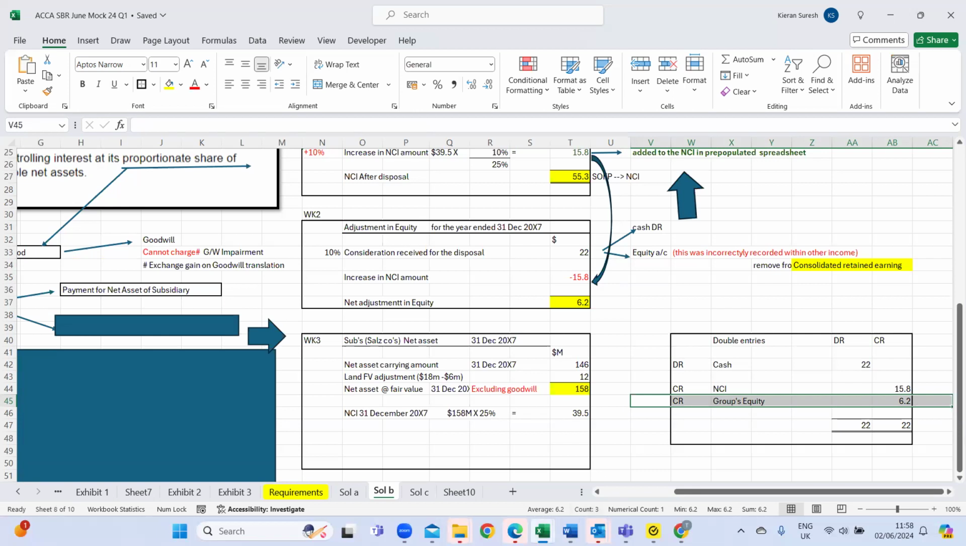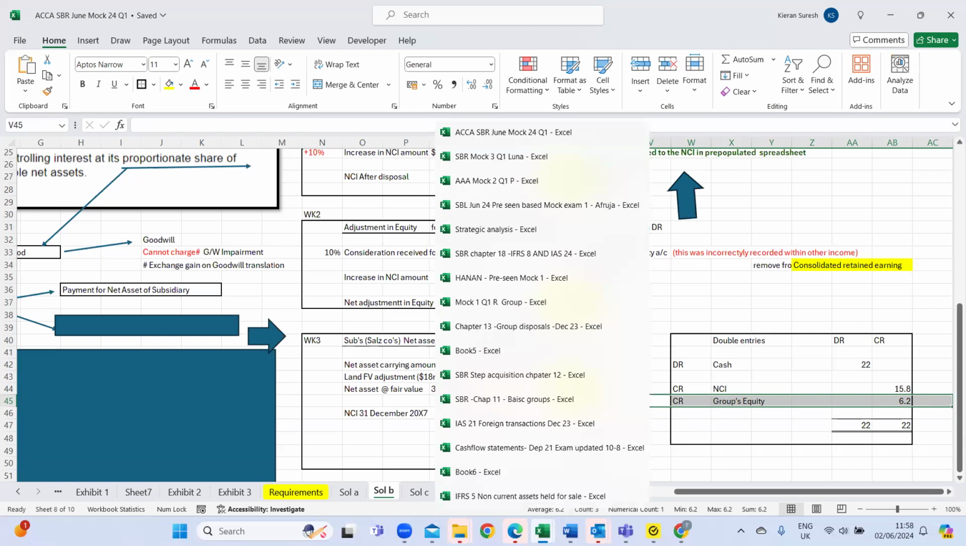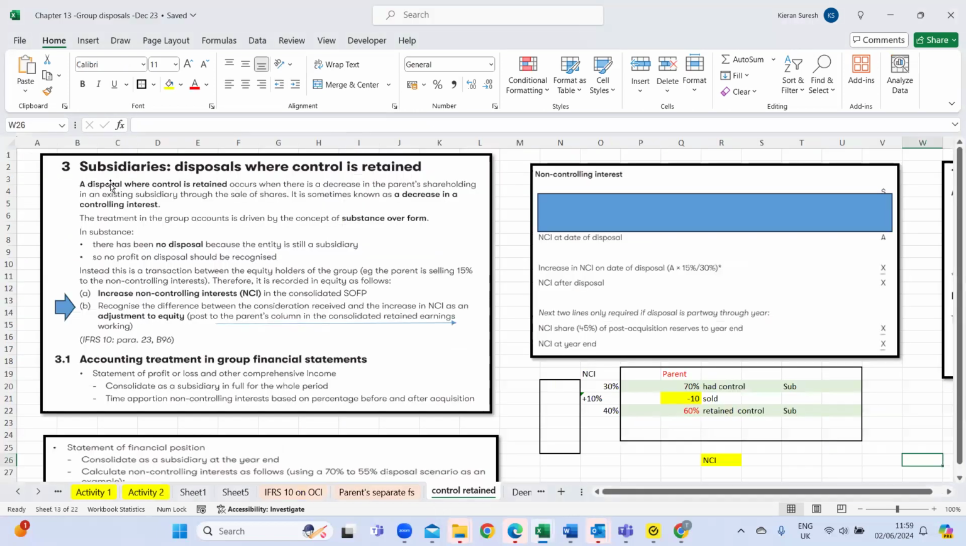Now let me take you back and I'll show you why I'm doing it this way. If I take you back to chapter 13, which is disposal, this is the area. See here, we have a subsidiary disposal where the control is retained. That's the question we are doing. Now we read it: disposal where the control is retained.